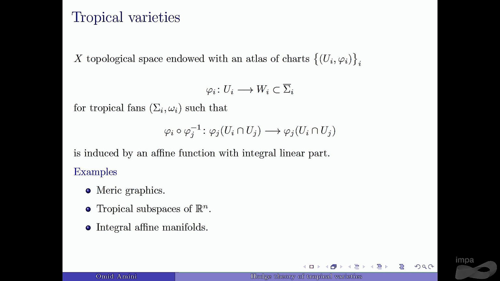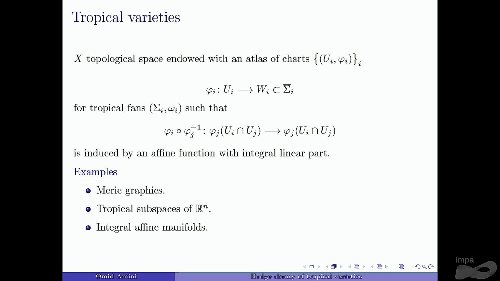but you have to say what the transition maps between the charts are. We are in the polyhedral setting, so if there is an intersection between U_i and U_j inside X, then by using phi_j you can go to sigma_j bar, and by using phi_i you can go to sigma_i bar. Then there is a transition map between the image of phi_i on U_i intersection U_j and the image of phi_j. You ask that this map is induced by a global affine function, which has a linear part defined by integer coefficients. So it should be integral linear maps.